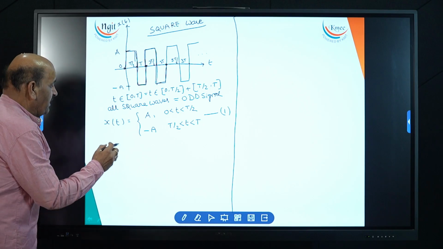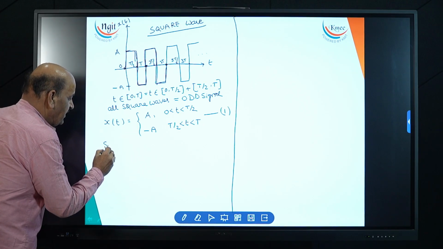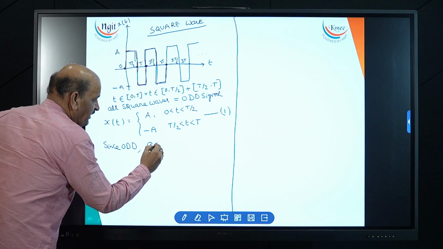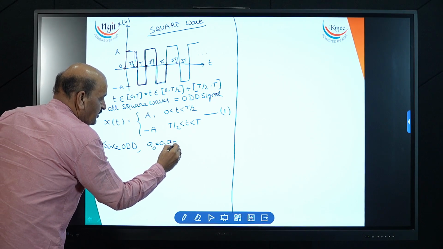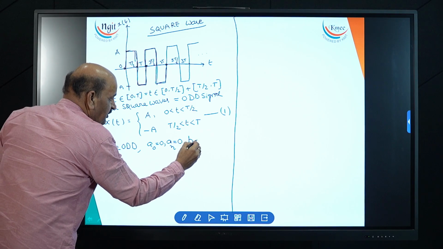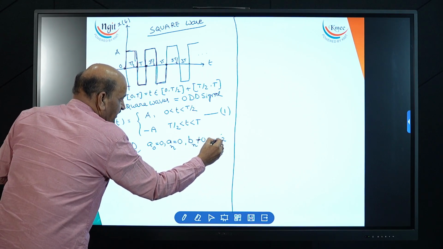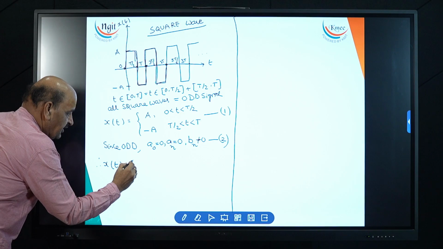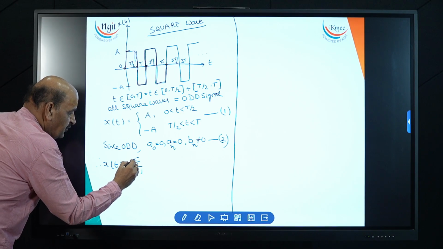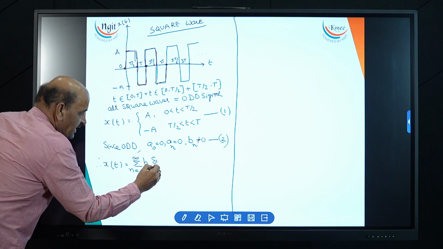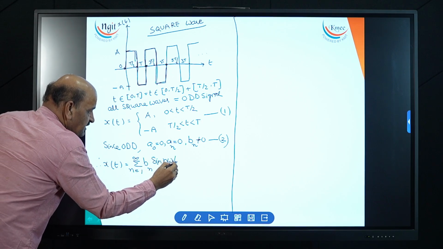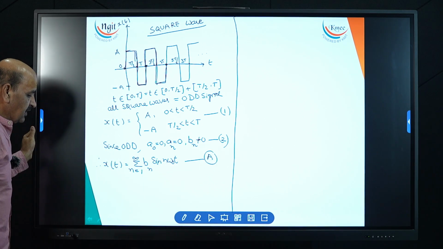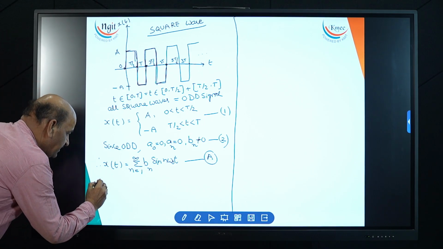Now, since the signal is odd, we know that the value of a0 equal to 0 and an equal to 0, but bn value is not equal to 0. Let it be the second value. So here the Fourier series of the signal will be like that: x of t equal to summation, n equal to 1 to infinity, bn into sine n omega naught t. This is the actual main equation. Now here we have to find the value of bn.